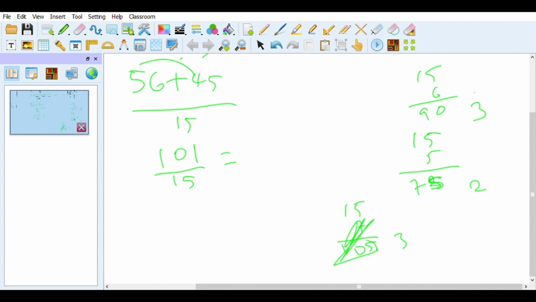So what's the next smaller one? Is this one, because here is times 6 and here is times 7. Times 7 is bigger than 101. Times 6 is 90, which means there's going to be a remainder. 101 minus 90: 1 minus 0 is 1. 10 minus 9 is 1 again. So we have 6 whole number and a remainder of 11 all over 15. So 6 whole number, 11 over 15 is the answer to that question.